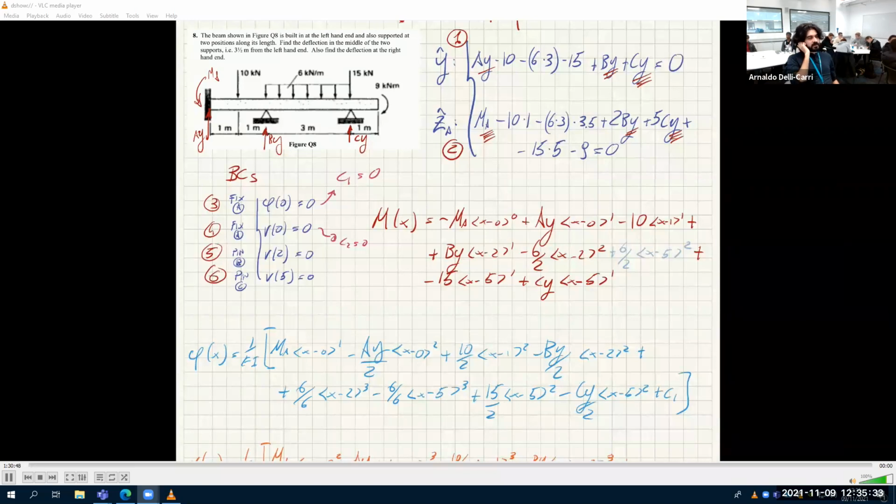That's it. So the hardest you can get is many terms that you have to integrate many times, but it's just clerical work at this point, because it's not anything you have to think about.